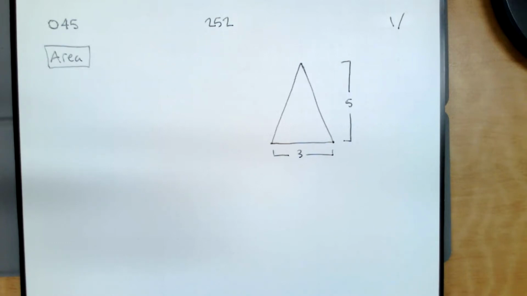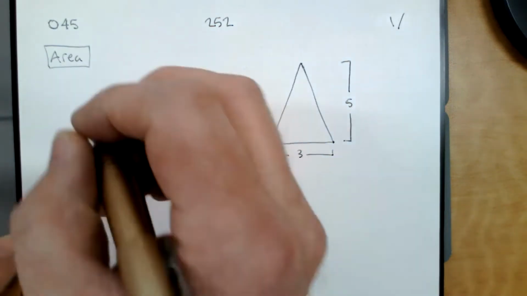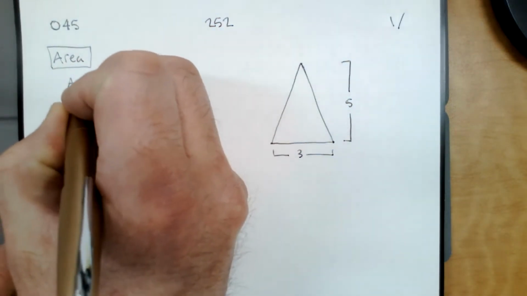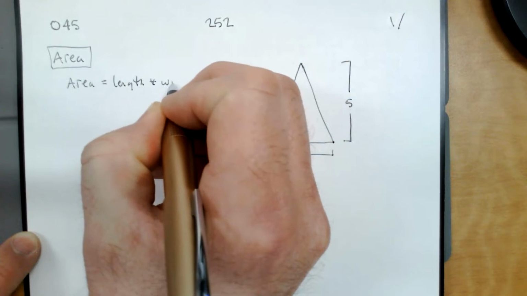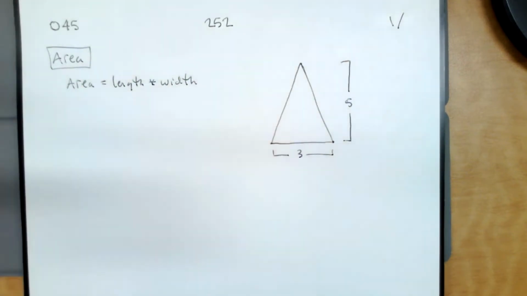But we're restricting ourselves. There is only one area formula, because it's the only area formula we need, because now we're all armed with calculus. And that's area is equal to length times width. So we're not doing this process to find the area of the triangle. We're doing this process so that we can understand the process.